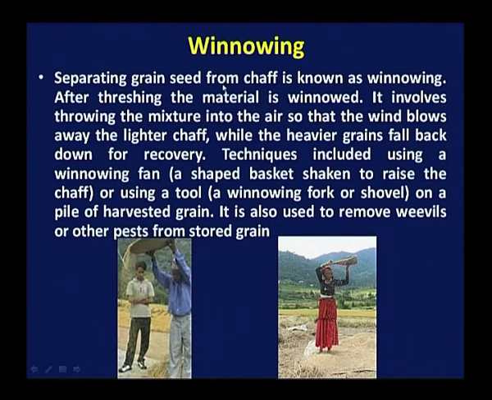After threshing, there is a process called winnowing. Separating grain seed from the chaff is known as winnowing. After threshing, the material is winnowed. It involves throwing the mixture into the air so that the wind blows away the lighter chaff while the heavier grain falls back down for recovery. Techniques include using winnowing fans or using a tool, a winnowing fork or shovel, on a pile of harvested grain. It is also used to remove weevils or other pests from the stored grains.